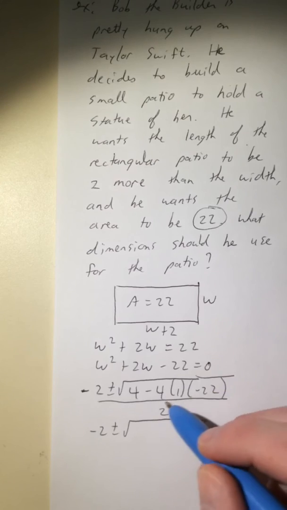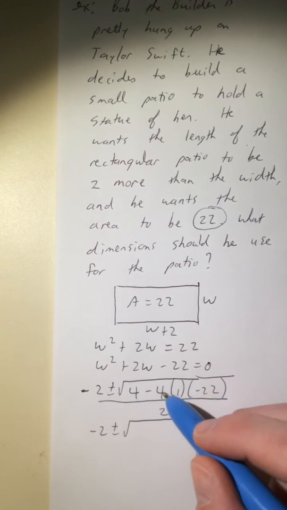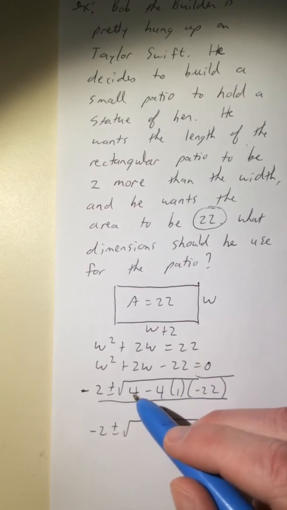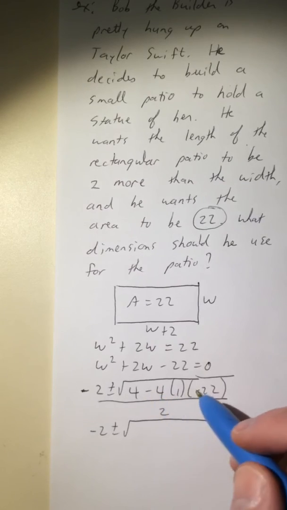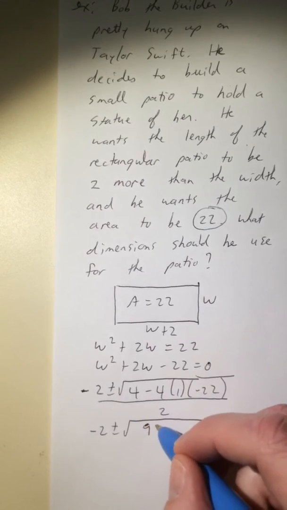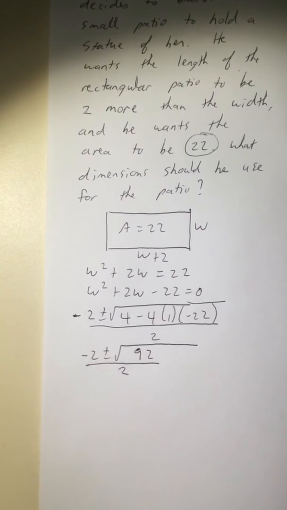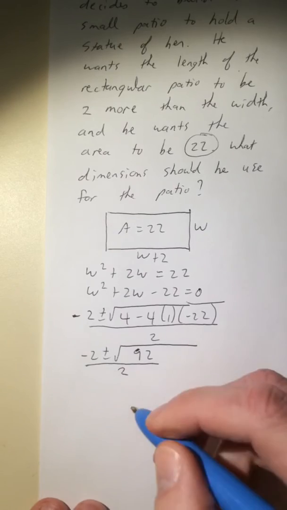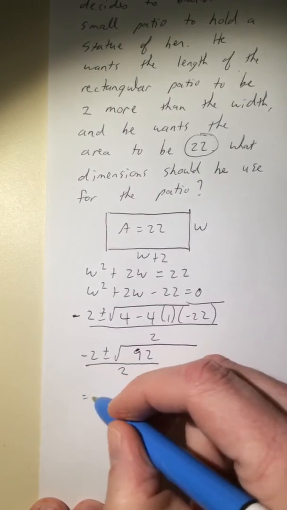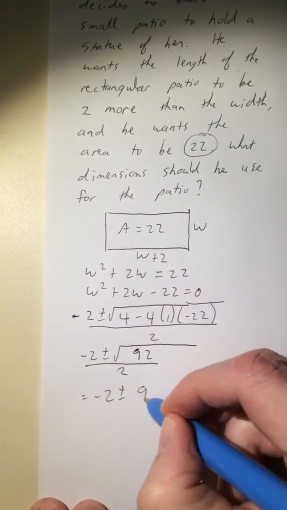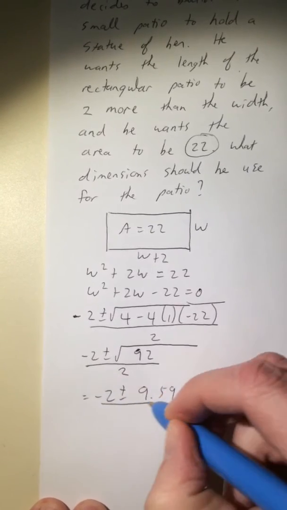And then we have negative 2 plus or minus the square root of 4 times 22 is 88. And that's going to be a negative 88. I'm sorry, it's going to be negative 88. So 4 minus negative 88 is 92. So we got a 92 right there, over 2. And then we just need to find the square root of 92. So square root of 92 is 9.59. So we have negative 2 plus or minus 9.59 over 2.